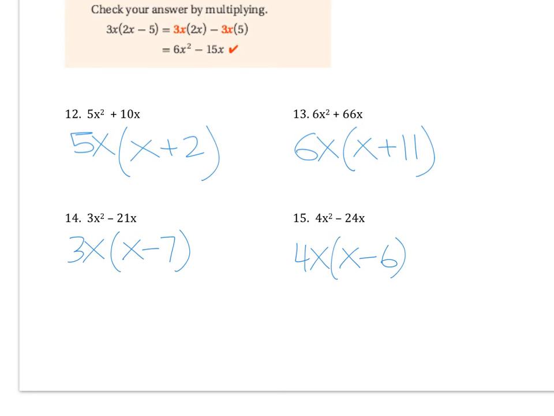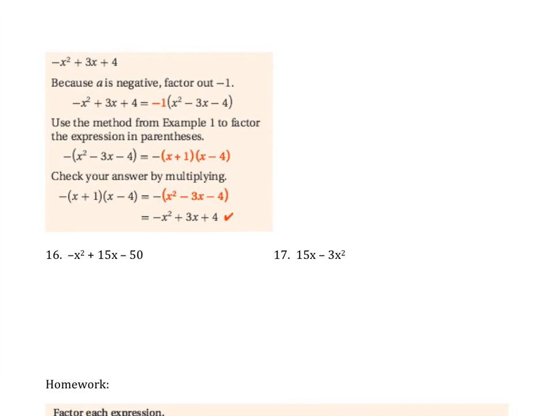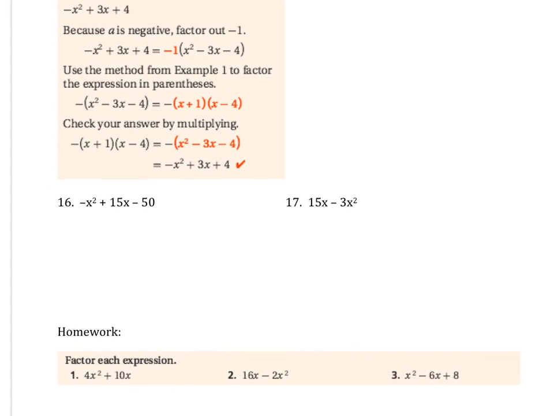And hopefully you were easily able to do that. The next page is dealing with when there's a negative in front of our x squared. So the first thing you want to do is pull that negative out as a factor. So basically what's left over inside is just everything changed to opposite signs. And then you should be able to factor that just like we did on the prior pages.